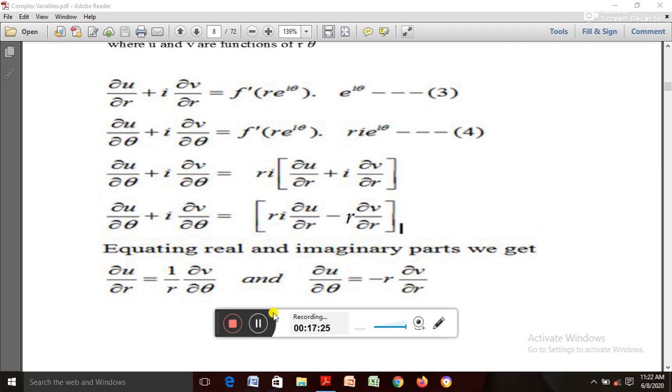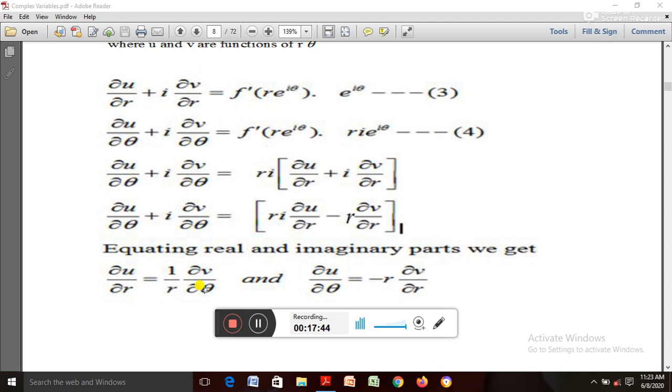By equating real and imaginary parts, here the real part is ∂u/∂θ, and the other is minus r ∂v/∂r. Taking r to this side, ∂u/∂r becomes (1/r) ∂v/∂θ. So this is the proof in terms of polar form.